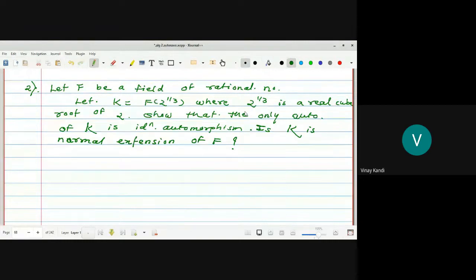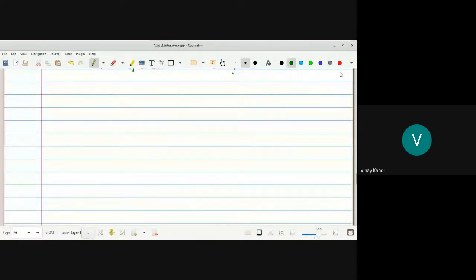The third one, let capital K be an extension of the field F. Okay, F. And F is what? Set of rational numbers. Okay, F is the set of rational numbers.